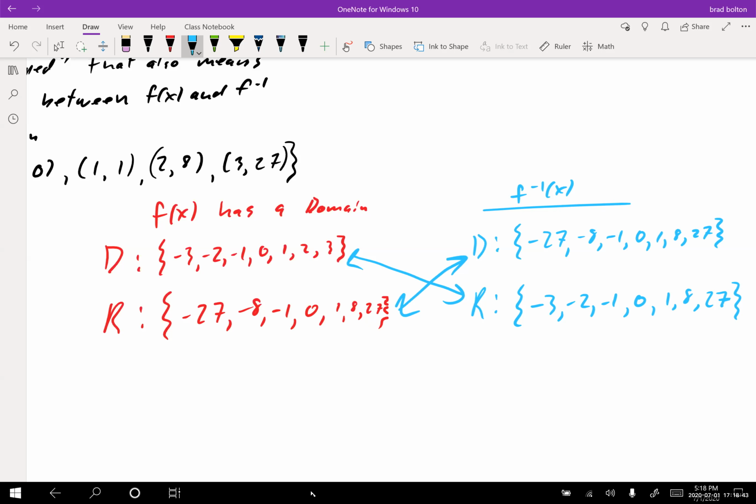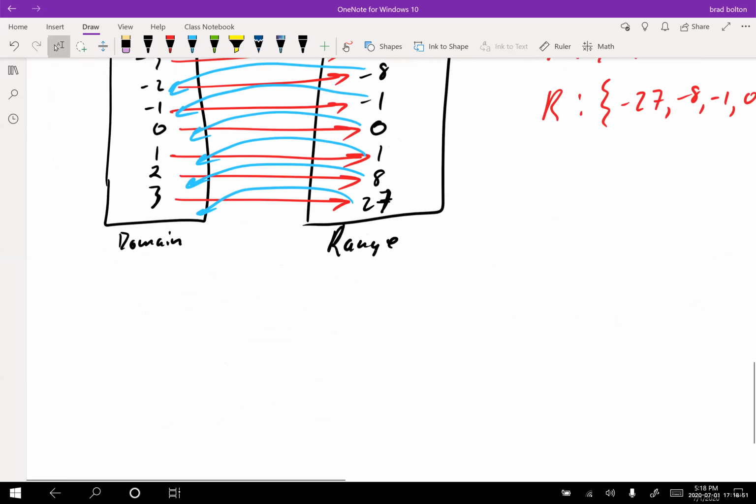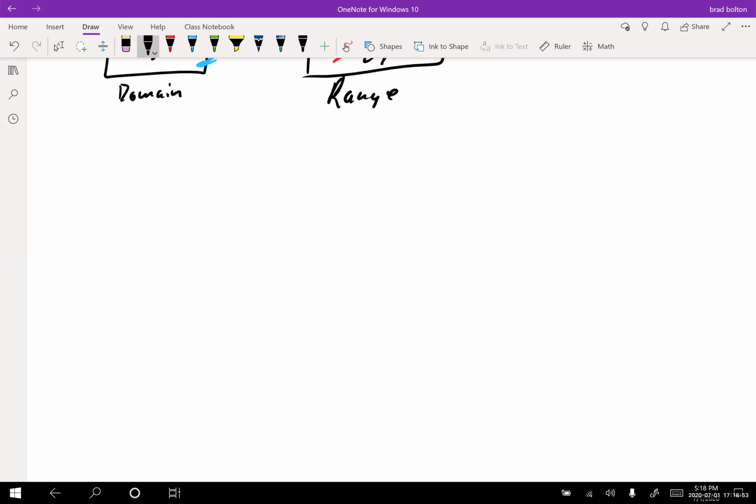Okay, so you see how the domain and the range of f of x became the range and the domain of f inverse, okay? So that's a consequence of the way inverses are built, or I shouldn't say a consequence, it's a result of how we think about them and what we call them, what they're actually doing, okay? So you flip-flop the domains and ranges, okay?